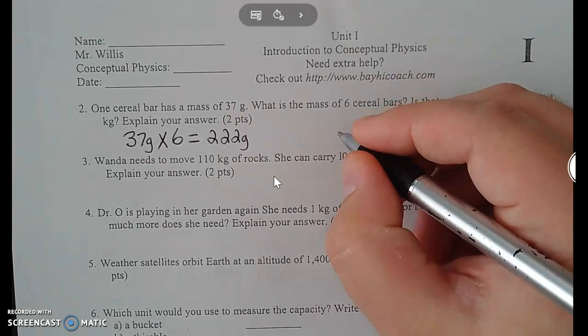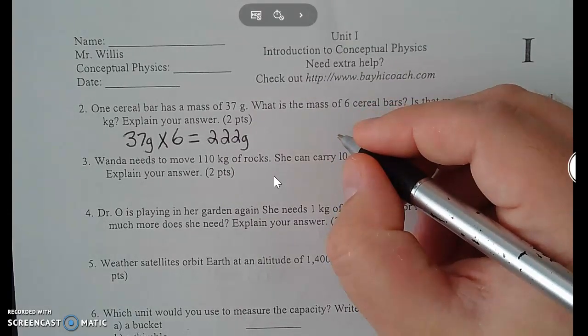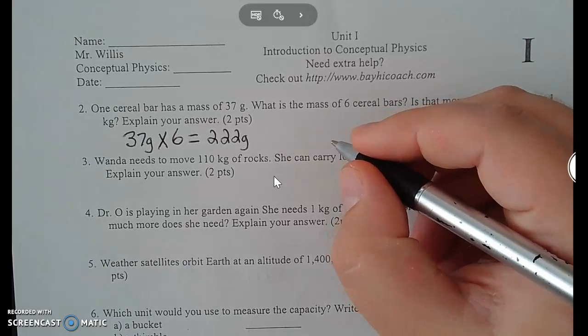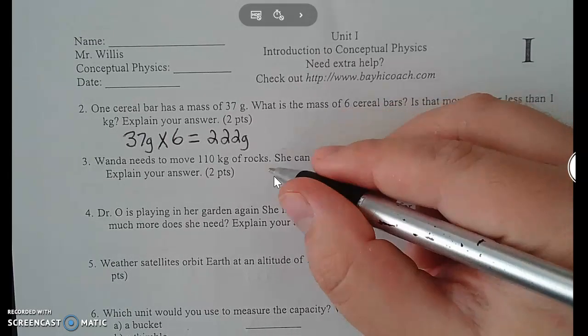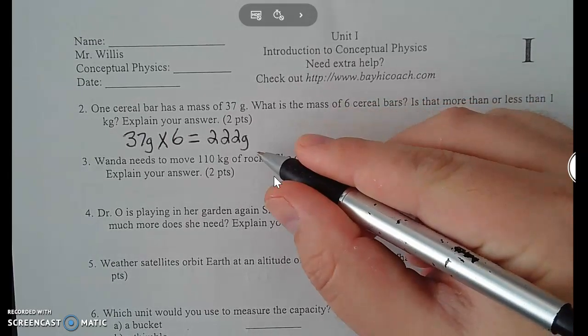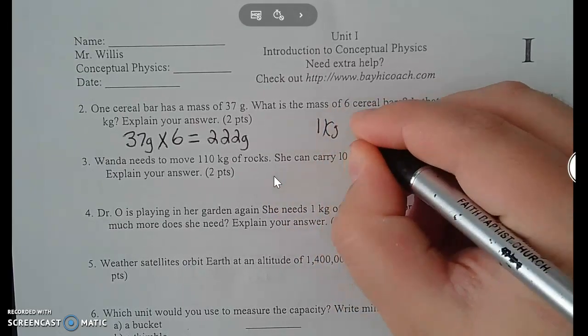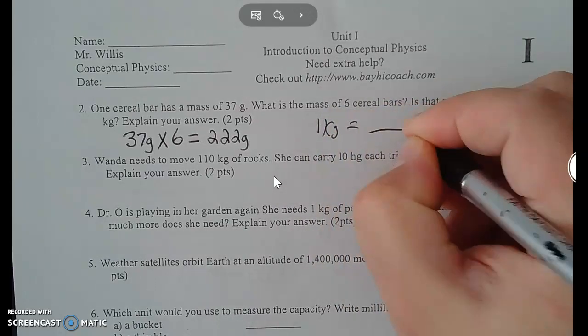If we want to find out if it's more or less than 1 kilogram, we need to convert the units. So you could either convert grams to kilograms, or you can convert kilograms to grams. So let's see how much 1 kilogram is to see if it's more than 222 grams. So 1 kilogram equals how many grams?